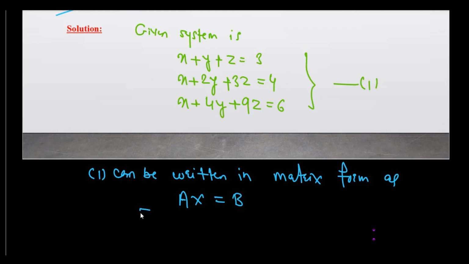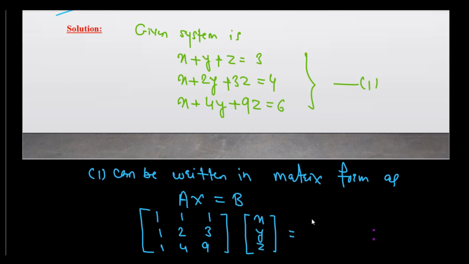So just write the values of A. The first row of coefficients is 1, 1, 1. For the second row it is 1, 2, 3, and the third is 1, 4, 9. So this is the coefficient matrix. X means the variables x, y, z, which is equal to B. B means the elements which are present on the right hand side. So this is the matrix form.